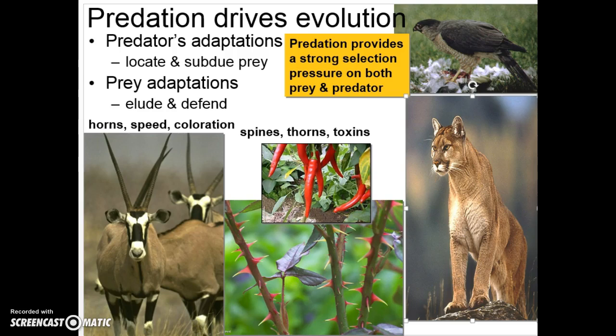On the other hand, prey are going to need adaptations to avoid being preyed upon. So things that allow them to elude or defend themselves. One thing I want to point out when we're talking about predation is it's not limited to just animals preying on other animals, because natural selection is also going to favor adaptations that a plant has to avoid being killed and eaten by a predator. So predation also includes plant life, animals eating primarily plants.